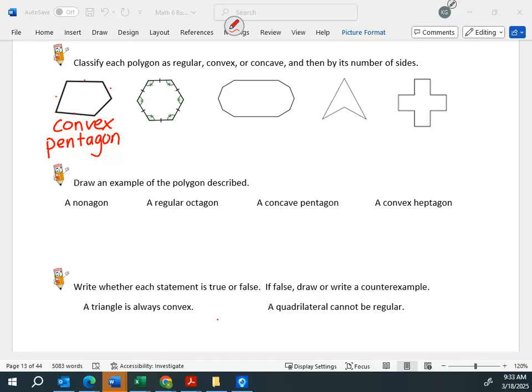Down here, you have to draw an example of the polygon described. So if we look down here, it says a nonagon. So you need to draw a shape that has how many sides? Adeline? Look back. Nonagon has how many sides? You can look back at that table.